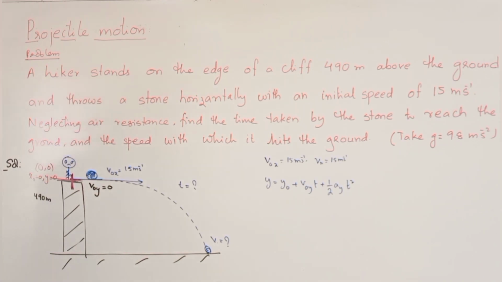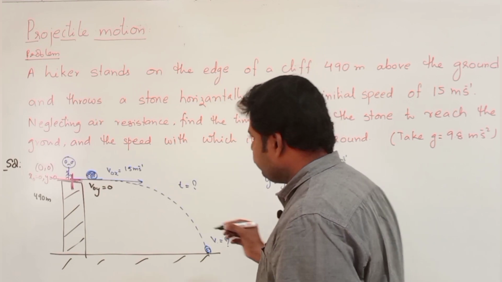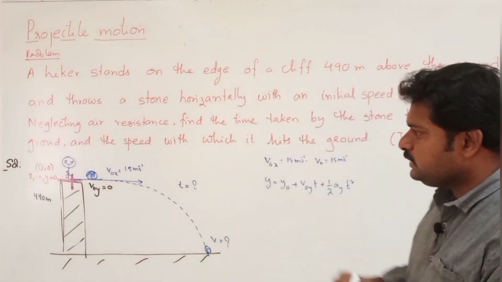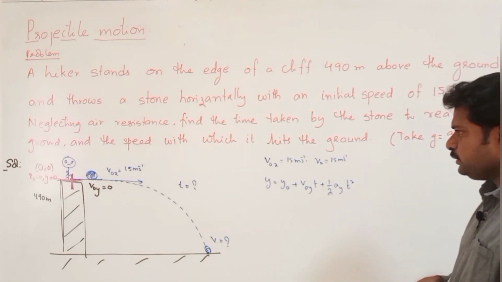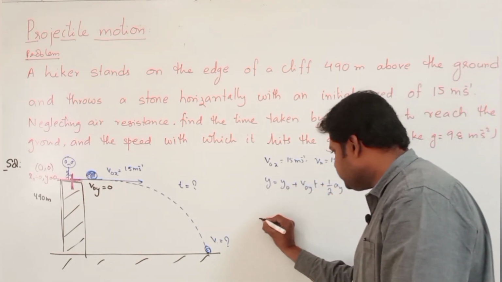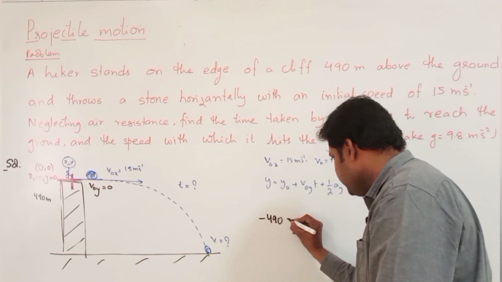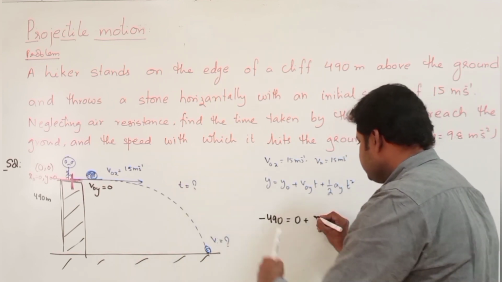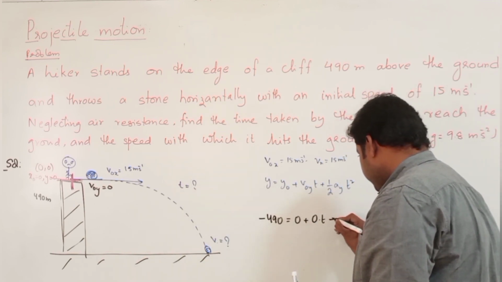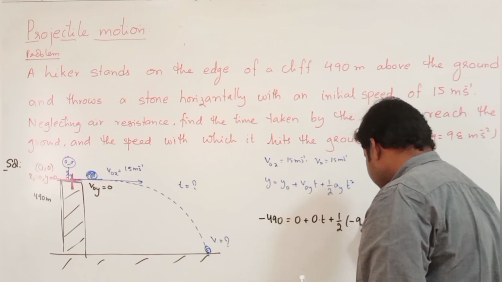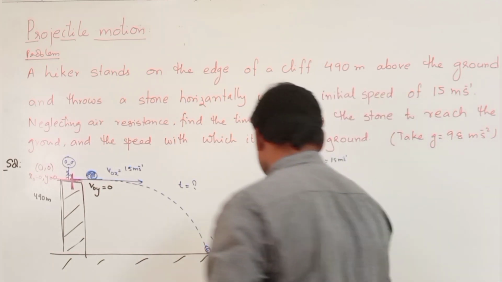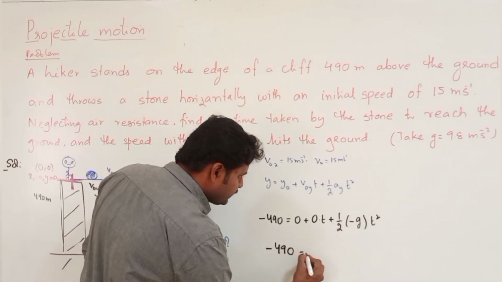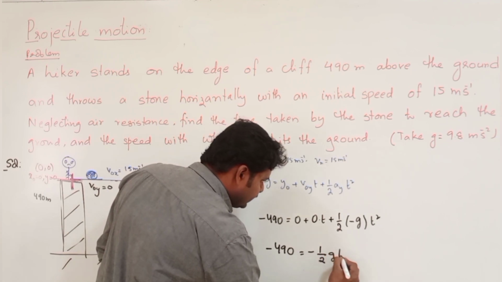Now, below the origin, what is the distance? This becomes negative. Above the origin, the distance can be positive; below the origin, it is negative. So minus 490 is equal to 0 plus v naught y. What is v naught y? 0, into t, plus half into minus g t square. So you will get minus 490 equals minus half g t square.